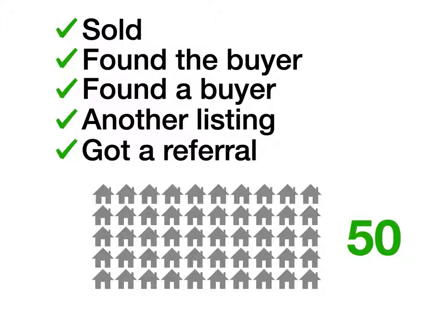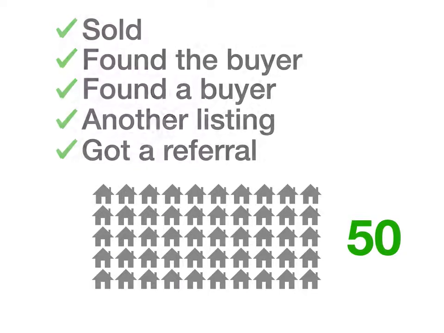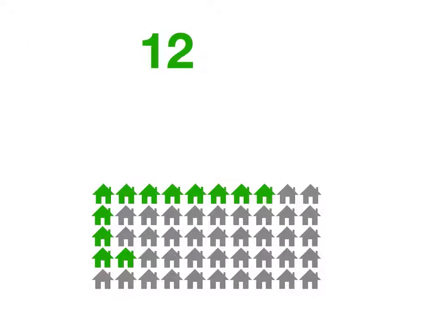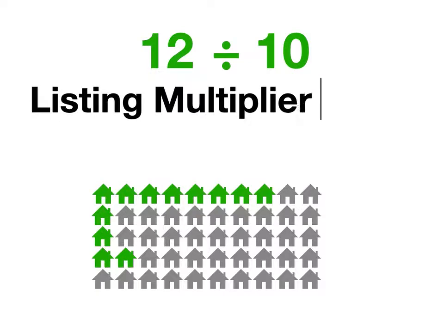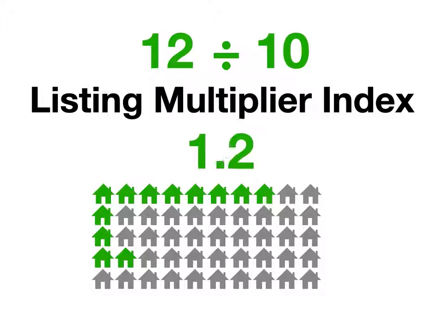And when I share that with a group for the first time, most people land somewhere between 8 and 15 points. The most common would probably be 12 points. So now we take that 12 points and we divide it by 10 to get what we call your listing multiplier index. Just like your golf handicap. It tells you what you're most likely going to shoot the next time you play golf. Well, this is the same thing. So 12 points would mean that your listing multiplier index is 1.2.